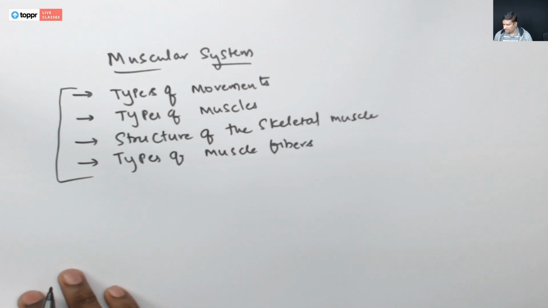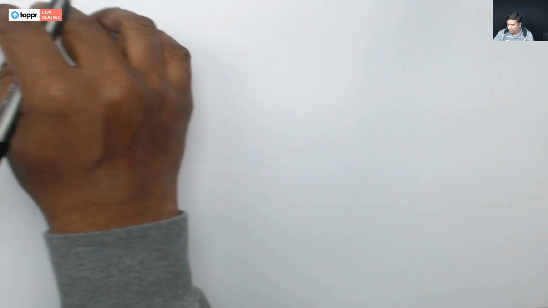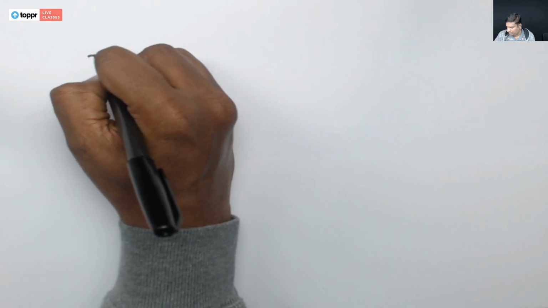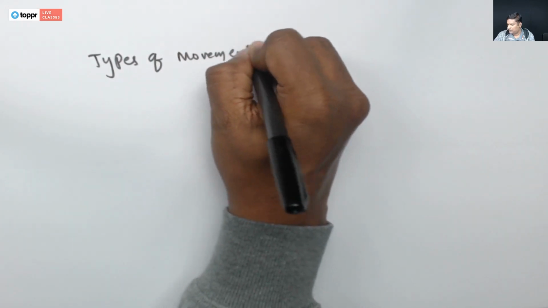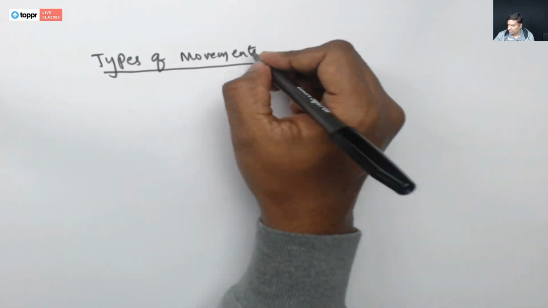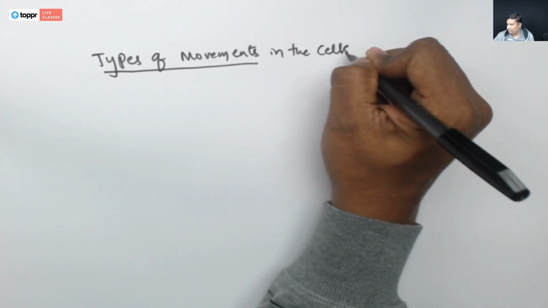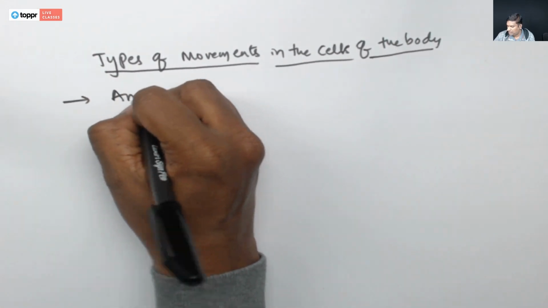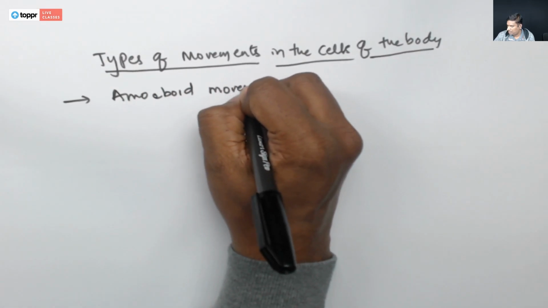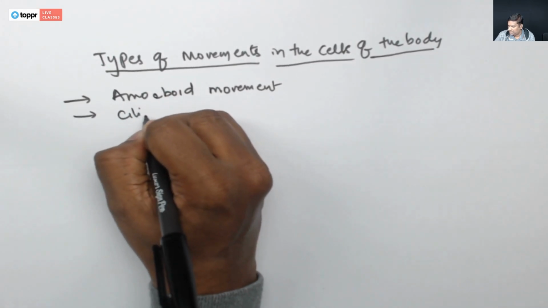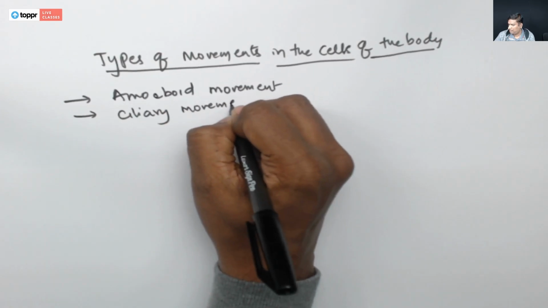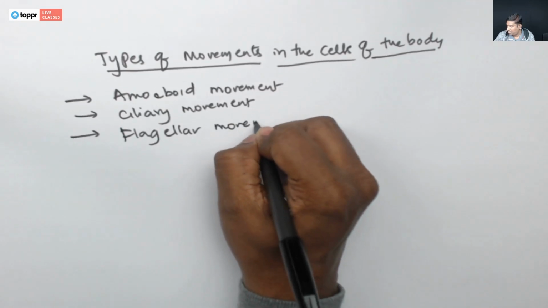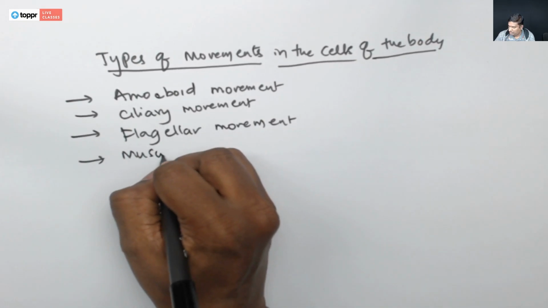We'll start with the first topic, which is types of movements. Now, if you look at the cells of the body, they show four different kinds of movements. So we're talking about types of movements in the cells of the body. The various kinds of movement that we see are amoeboid movement, then ciliary movement, then flagellar movement, and then finally muscular movement.